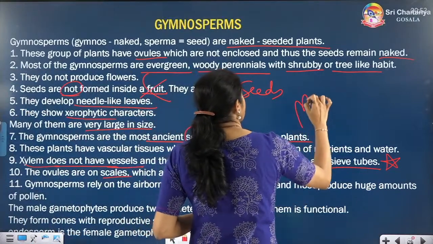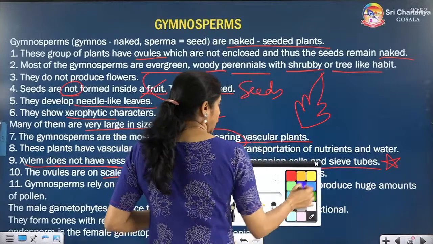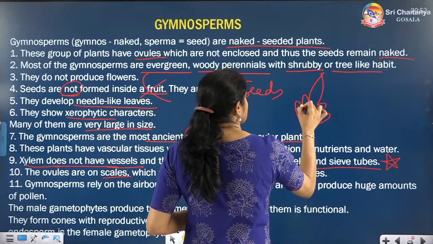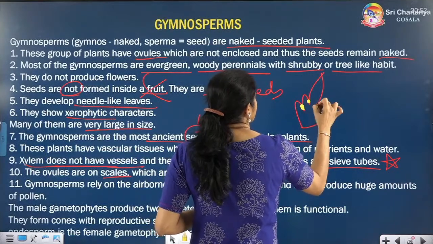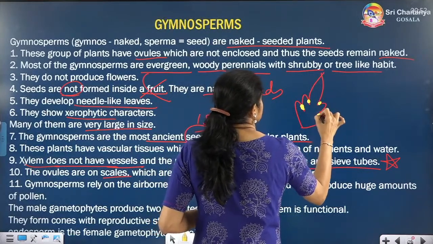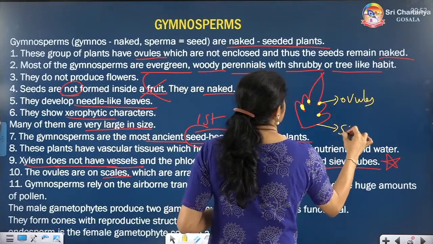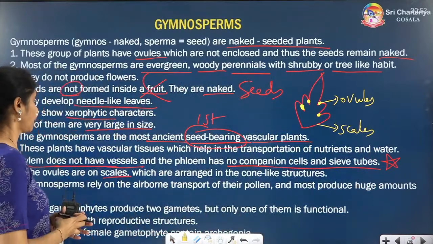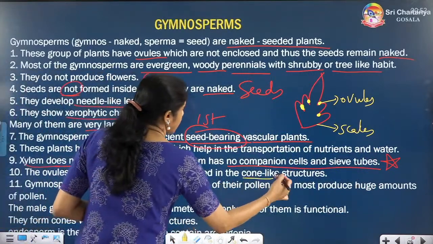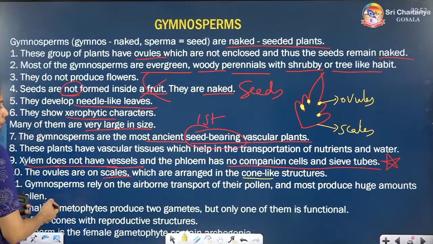Then ovules are on scales, some kind of scales will be there on that edge. The ovules will be there like this. In this area, the ovules are present. Naked ovules. These are the scales or the sporophylls. The leaves are called sporophylls. And they can also be arranged in cone-like structures. Male cone, female cone, like that they can be formed.